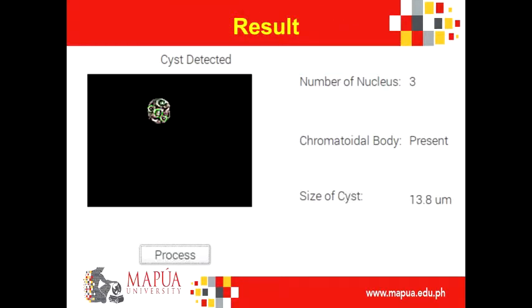And of course, the graphical user interface which displays a positive result. So we have here the number of nucleus, which is 3, the presence of the chromatoidal body, and the size of the cyst.